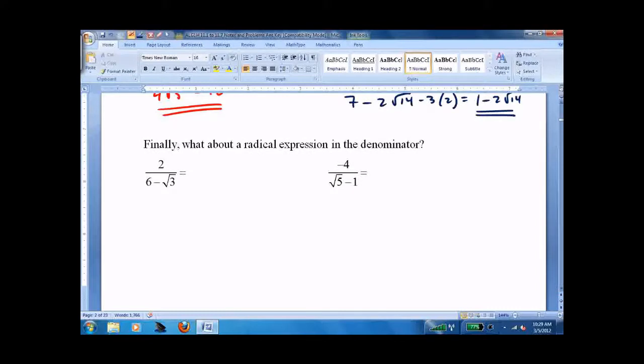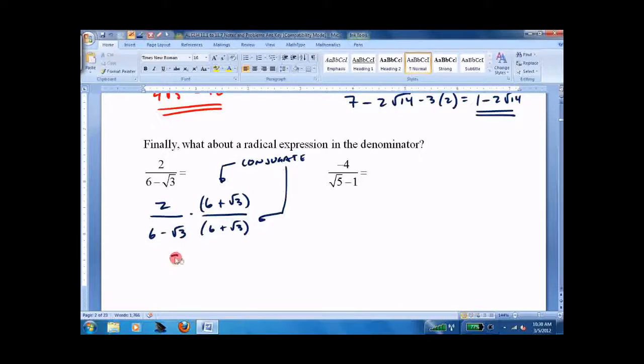And last but not least, what do we do about a radical expression? Not just a radical, but a radical expression in the denominator. Well, that's tricky. You have to do something very different, and it comes back from your factoring practice. You multiply by what's called the conjugate. And again, we're multiplying by the conjugate over the conjugate. Because you can't multiply by any old number, you have to multiply by 1.